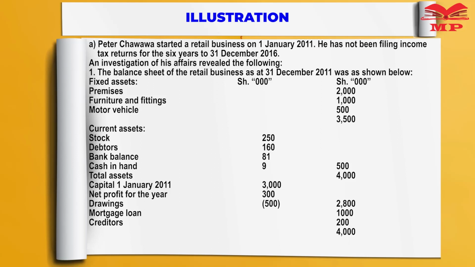So we have the fixed assets, which consist of premises 2,000, furniture and fittings 1,000, motor vehicle 500, current assets given, debtors, bank balance, cash in hand. Then total assets. We have the capital as at January 2012, net profit for the year, drawings, mortgage loan, creditors.